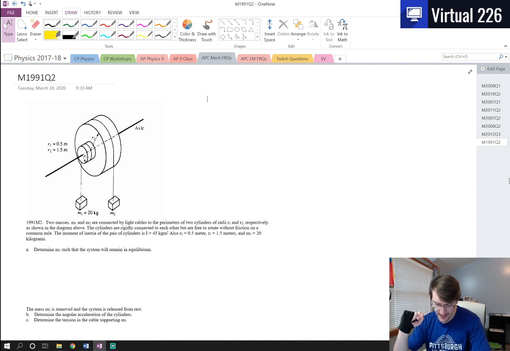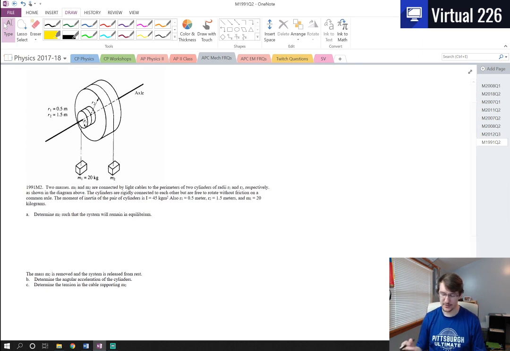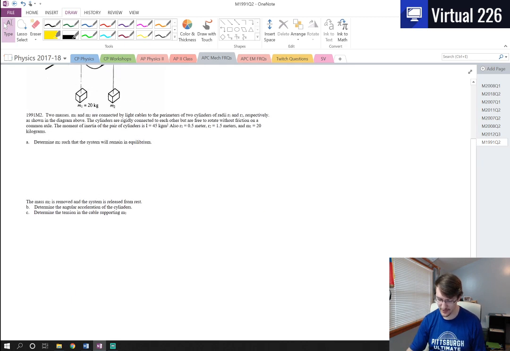Let us look at an AP Physics C mechanics question from 1991. We're going to be looking at a kind of a pulley problem slash a torque problem, with a little bit of moments of inertia tucked in, and a little bit of energy as well.